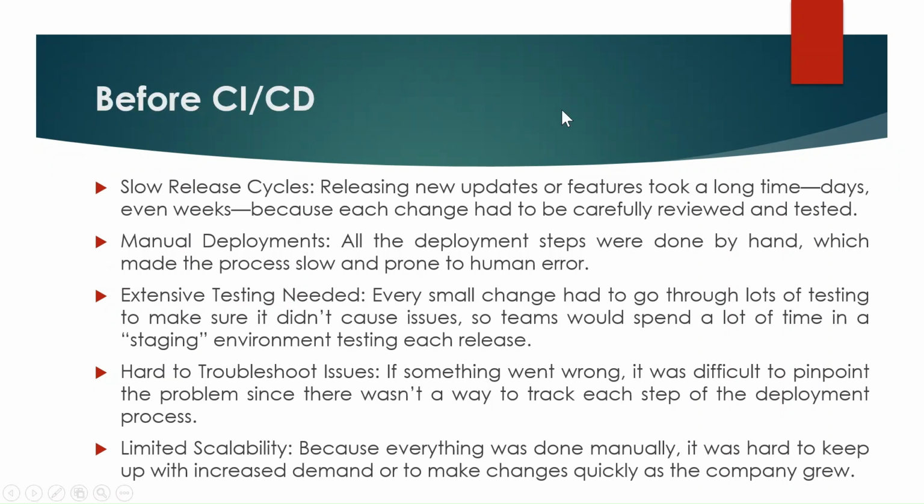First one is slow release cycles. So releasing new updates or features took a long time, days, even a week, because each change had to be carefully reviewed and tested.